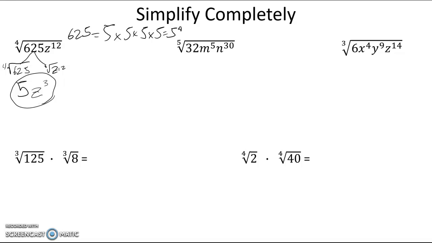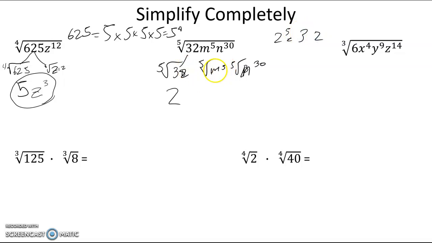And then let's do this one, and this will be the last example, and then we'll make the next video. So it's the 5th root of 32 times m to the 5th power times n to the 30th. Again, I'm going to break it up as the 5th root of 32, the 5th root of m to the 5th, and then the 5th root of n to the 30. The 5th root of 32 is going to be 2 as well, because 2 to the 5th power gives me 32.